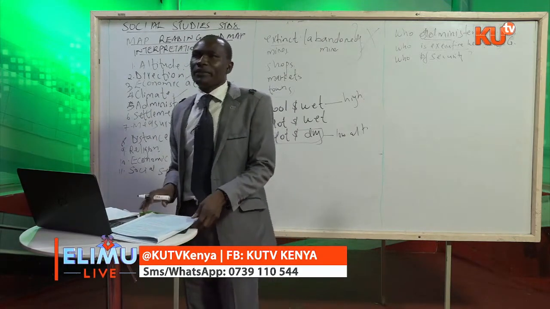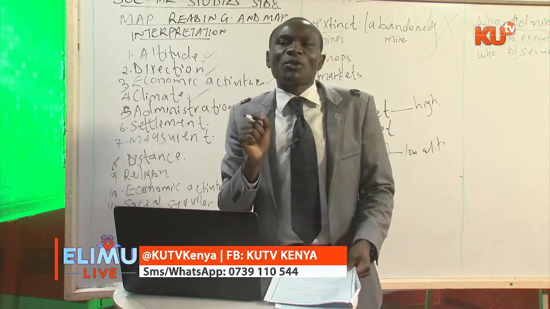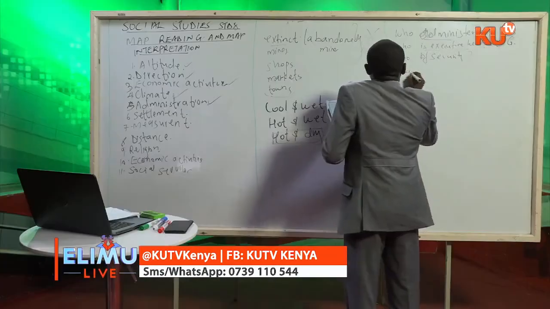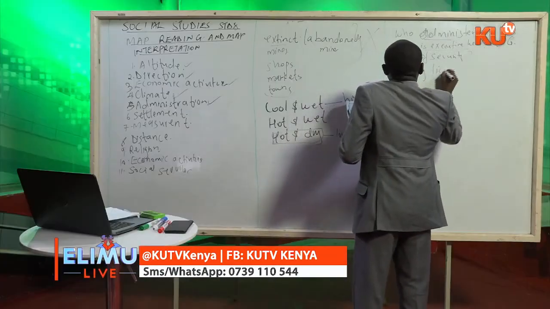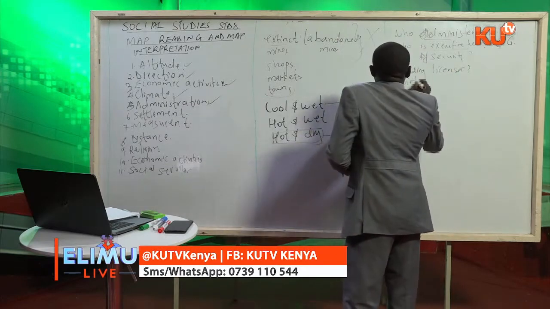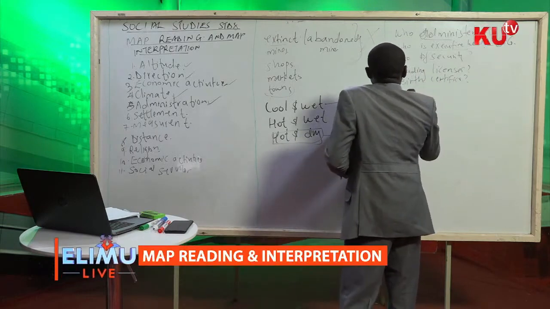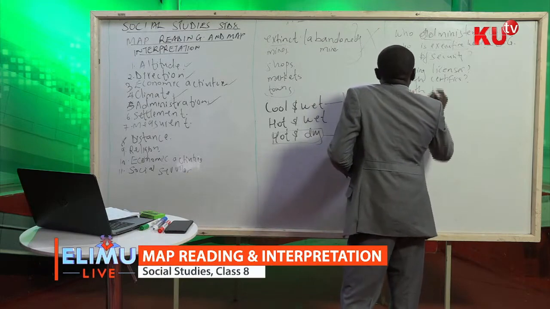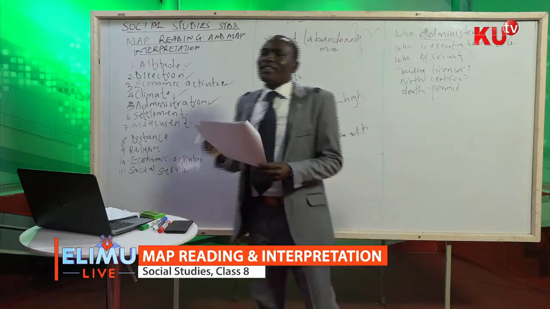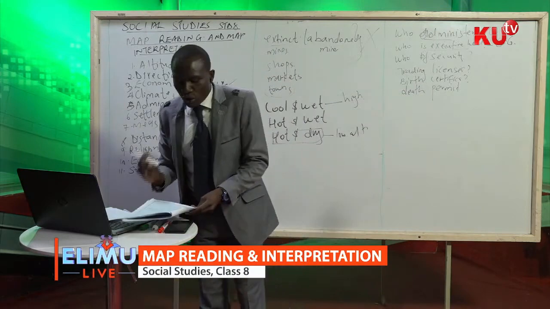I want you to note the following. When you are dealing with administration, there are areas that you need to know. 1, trading licenses. Where can you obtain trading licenses? 2, birth certificates on map work. 3, death permits. Where do we take this one on map work? If it is trading licenses, we go for county offices.